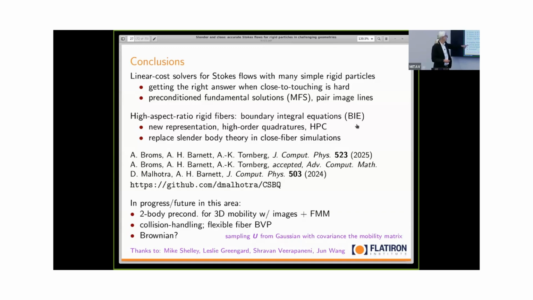I don't know how many of these things to get involved in, but Anna is definitely heading into the Brownian direction, which says now you're going to solve a stochastic differential equation for that x variable, where the velocities are updated not only by the deterministic part, but by sampling a big Gaussian vector whose covariance matrix is the mobility matrix. So you have to be able to sample from that. And then there's collision handling and a bunch of other things. These solvers could be dropped into existing collision handling codes, and that's the idea.